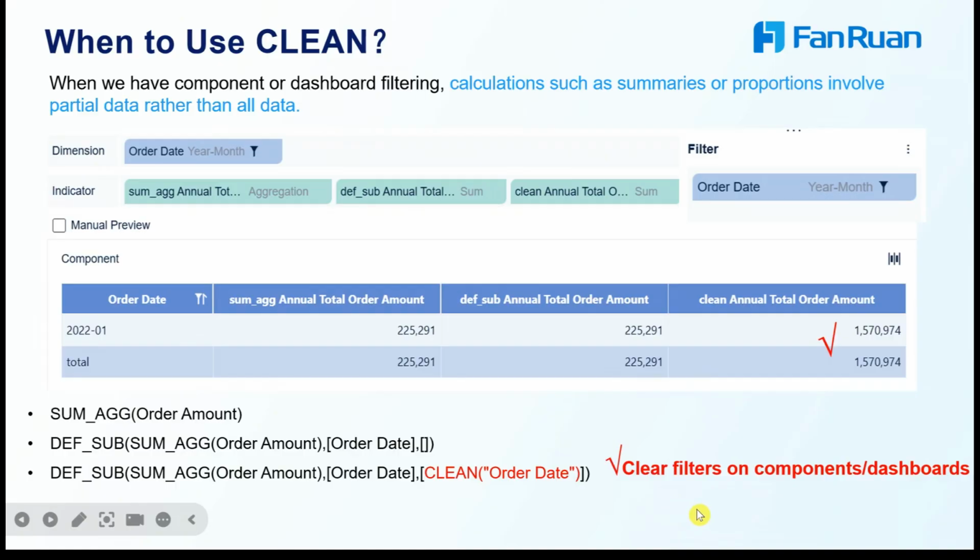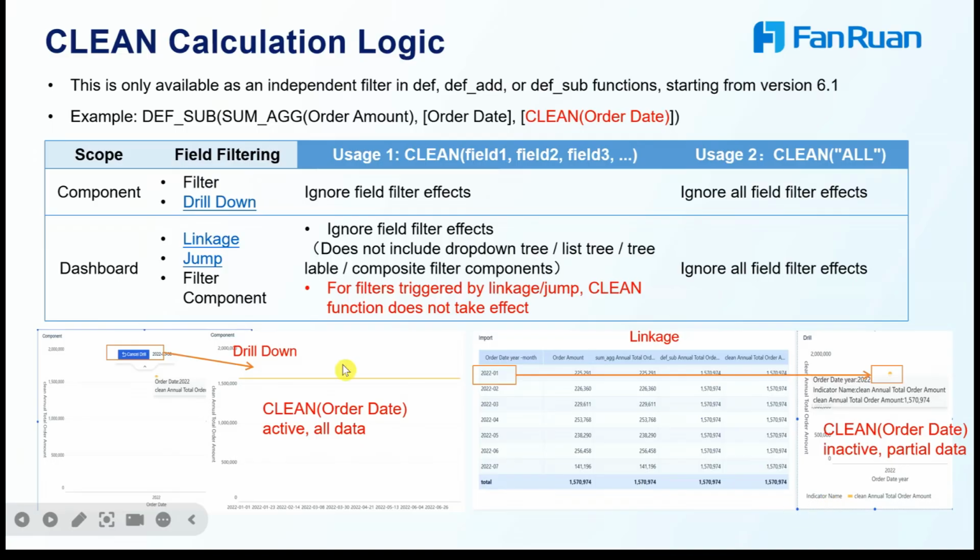As you can see, the purpose of the clean function is to remove filtering conditions applied at the component or dashboard level. Now, let's look at the calculation logic in detail. First, note that clean can only be used within def add and def sub functions in version 6.1 or higher. As an independent filter condition, clean has two usage patterns. The first is to specify specific fields within the parentheses, with multiple fields separated by commas. The second is to write all inside the parentheses, which means ignoring the filtering effects from all fields.